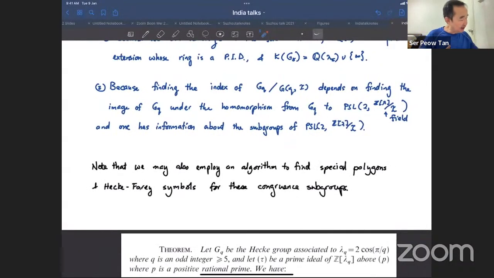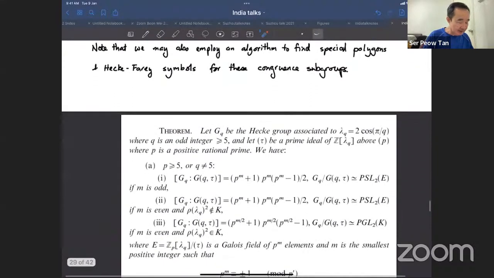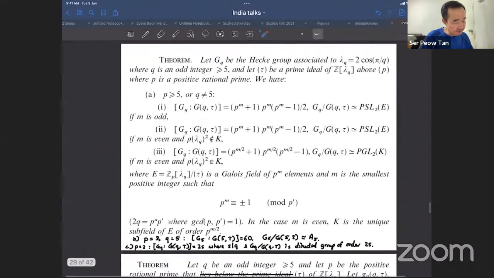Okay, so let me tell you some of the results. I don't really want to go through this too much because this is the part which I'm the least familiar with. This is the part mostly done by my collaborators with the algebra and number theory background.